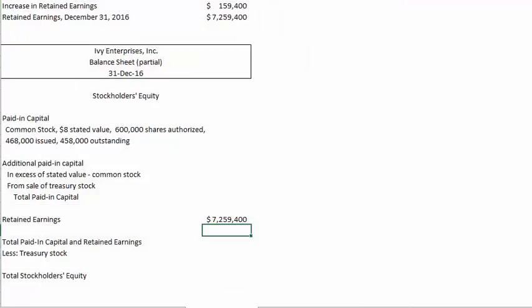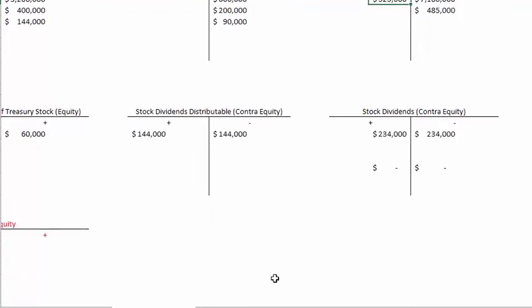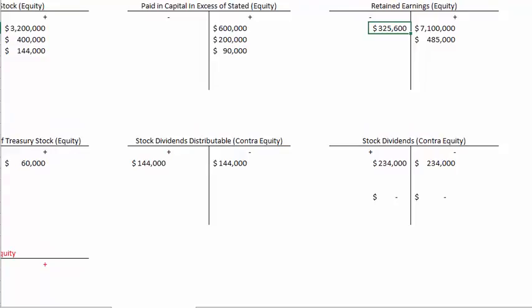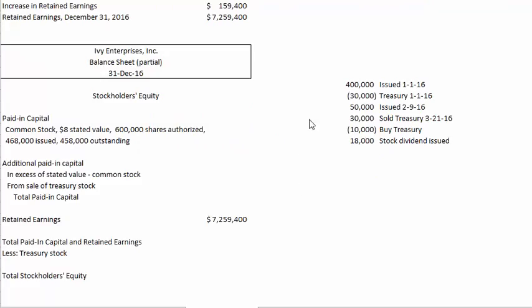I don't even know if I have it here. Let me just look here. I think I've got it. I thought I had it somewhere. Hold on a second. Well, I just made a little list here so we could see where I got the 458 and the 468, and you can go back through the journal entries we worked through at the beginning of the problem to see where I got these numbers.